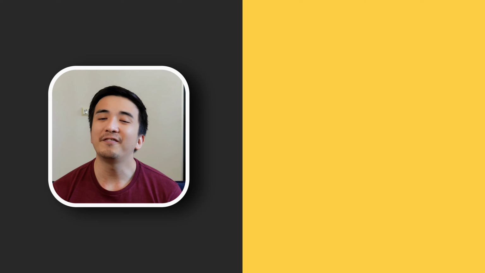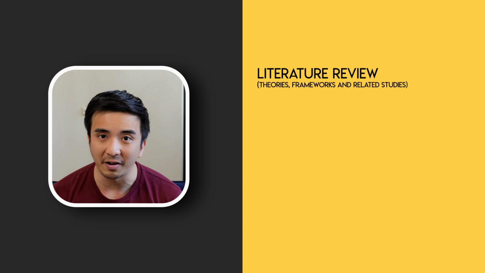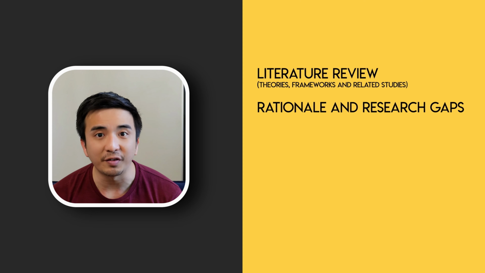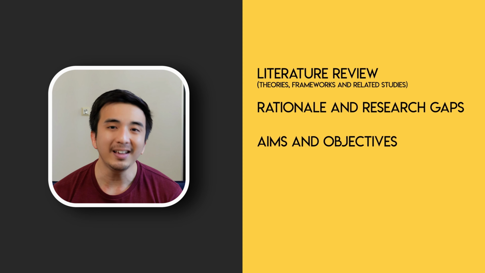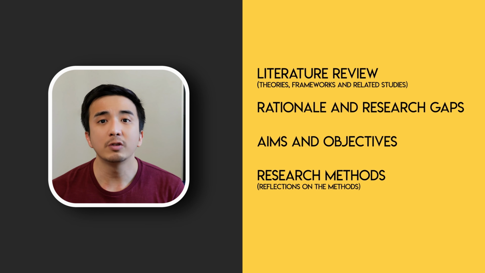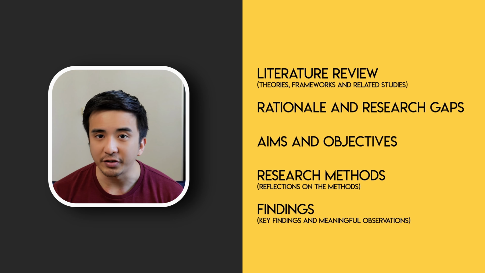There are a few things that are important to your discussion. These are key elements scattered throughout your study, and you will see how they all marry and connect with each other in your discussion. Firstly, your literature review, specifically the theoretical frameworks that you're using and other related research around your topic. Rationale and research gaps, specifically the ones that you are trying to fill. Your aims and objectives, naturally. Your research methods, specifically what went well and what went wrong during your research. Your findings, specifically what are the most important and meaningful observations in your research. Essentially, you need everything because that is how connected the discussion is within the entire document.